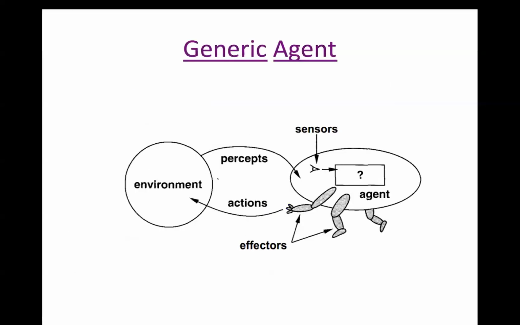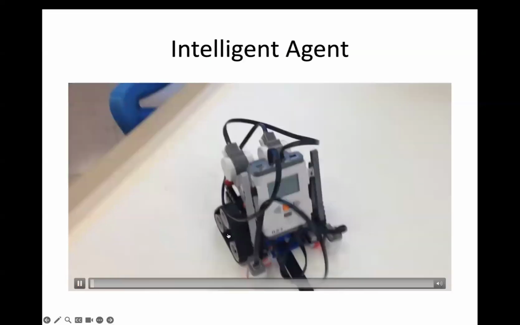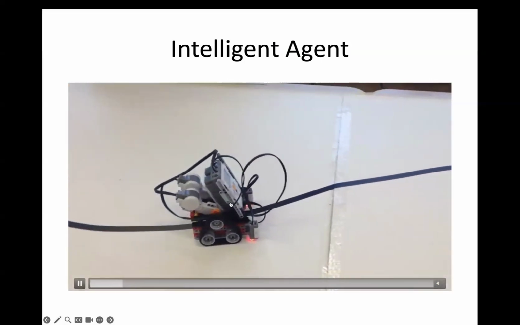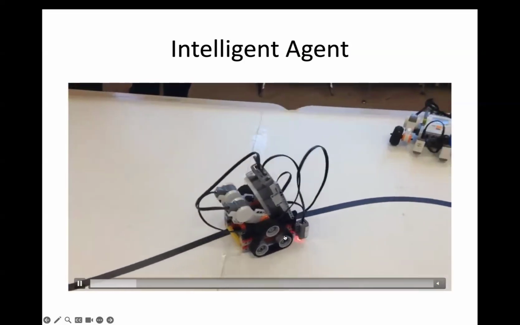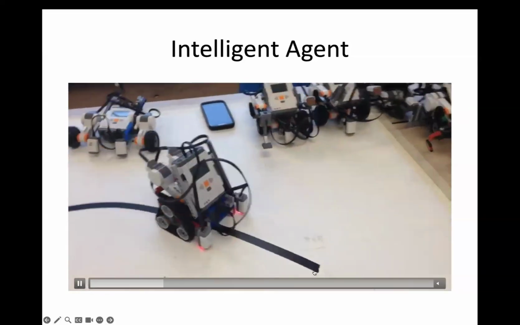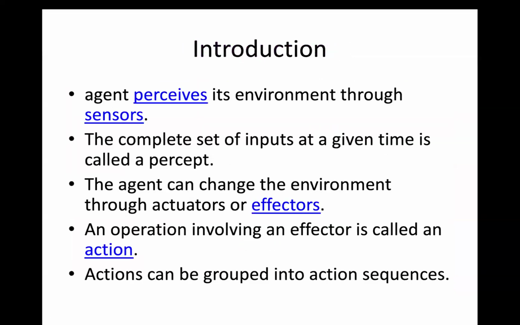So in this case, we have the motors that are specifying the speed at which the wheels should be turning. So that is an example of effectors.